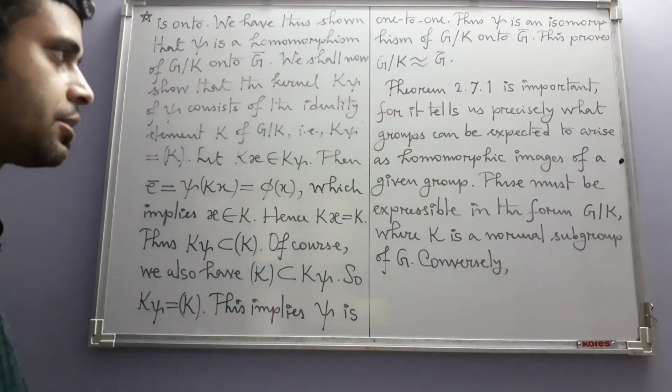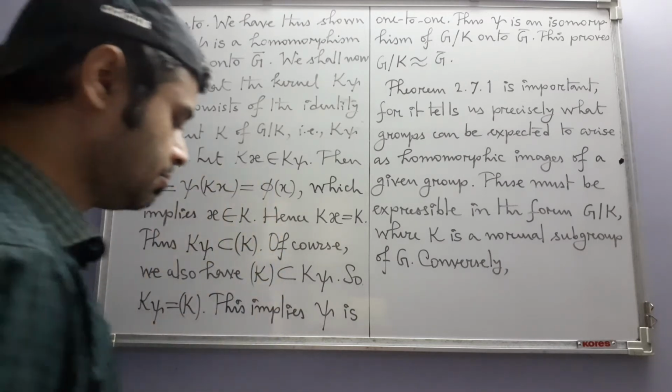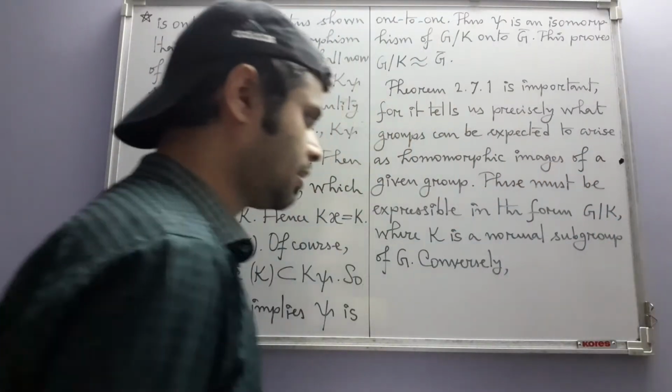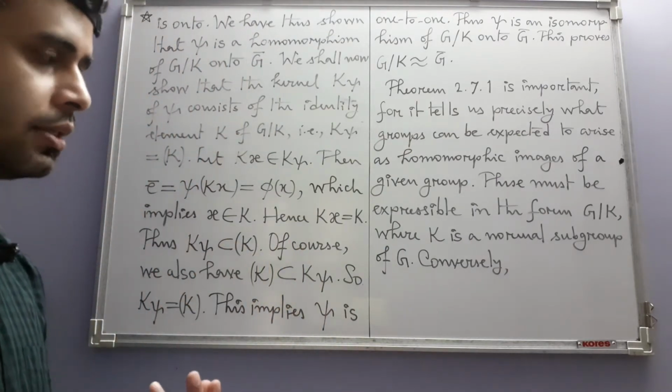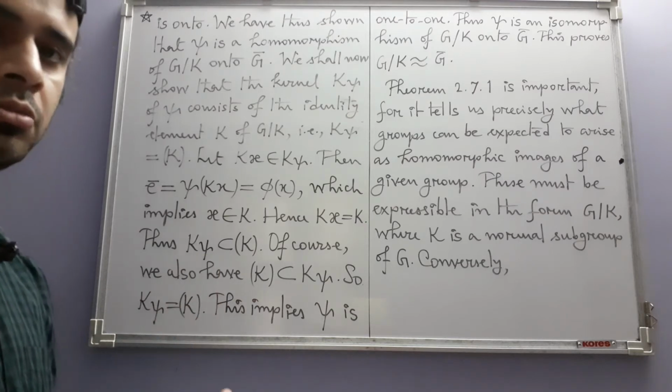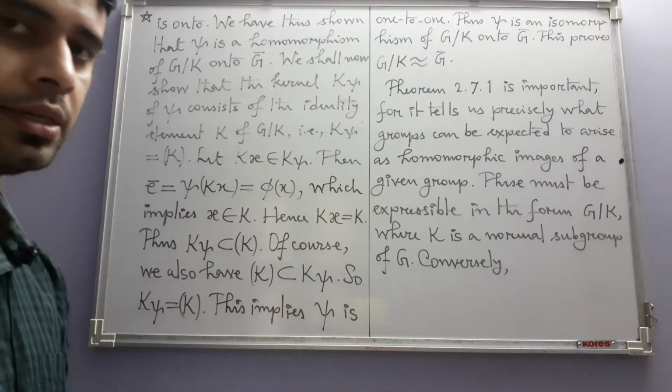there is a converse also. We have already come across the converse even before this theorem, which is the thing where we are given a group and a normal subgroup. Then we prove that there is a homomorphism from the group onto the quotient group formed by the normal subgroup.